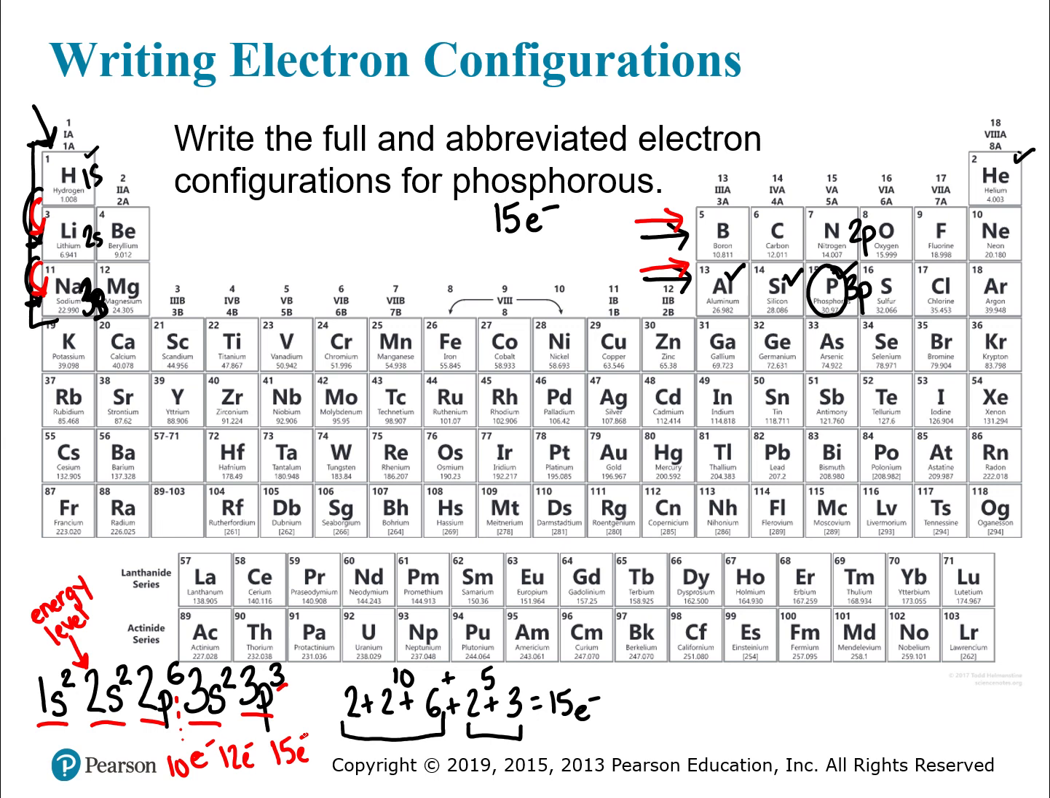Yes. So we're filling up the energy levels in the order from lowest energy to highest energy. So you go across the periodic table, all the way across, before you drop down to a new row. Are there any other questions? Because that was just the full, and let me label that. That's the full configuration.